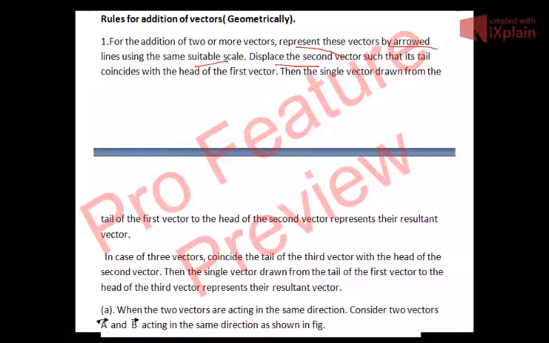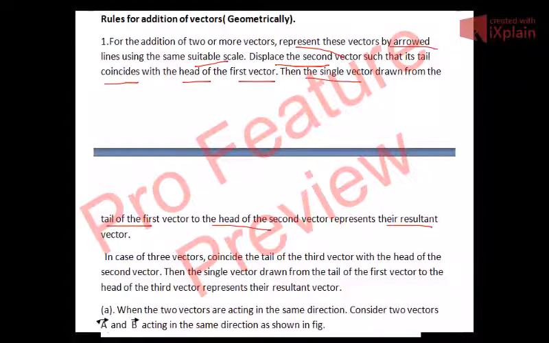Displace the second vector such that its tail coincides with the head of the first vector. Then draw a single vector, and the single vector drawn from the tail of the first vector to the head of the second vector represents their resultant vector.